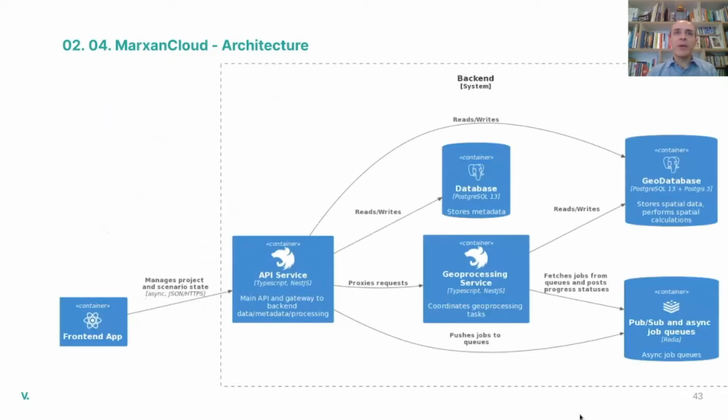Here we see a bird's eye view of the Marxan cloud architecture: a single page app interacting with the backend that runs on a Kubernetes cluster, plus two managed PostgreSQL databases. One of the two Postgres databases handles mostly metadata, while the other one may be considered a geospatial microservice. This is where all the PostGIS action happens. This split database setup is one of the possible ways to isolate resource-intensive spatial computations.